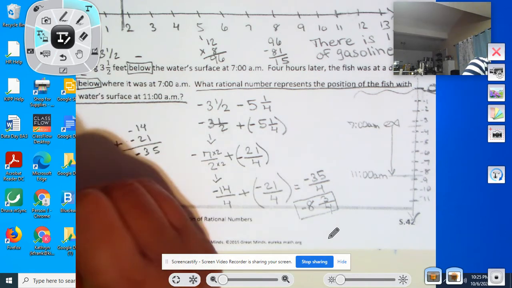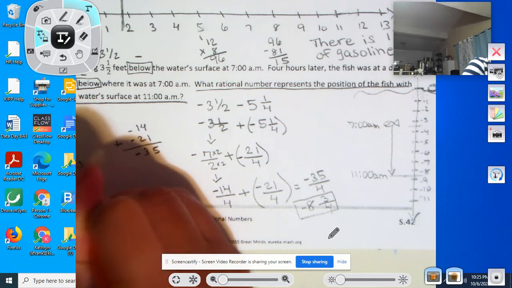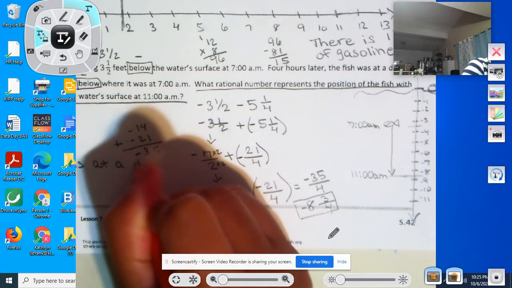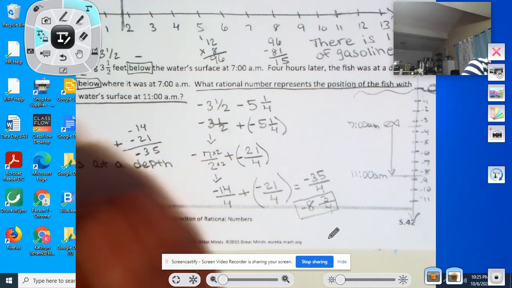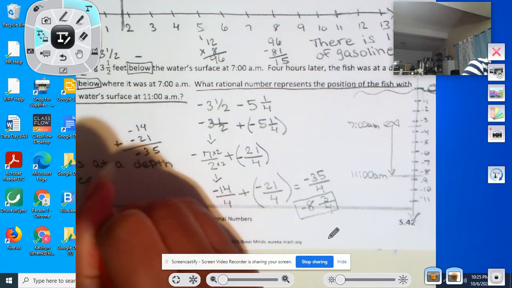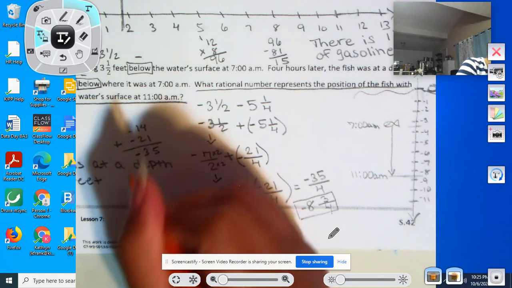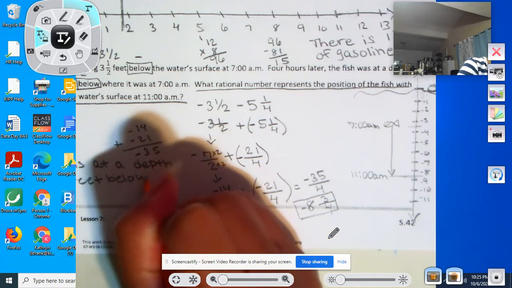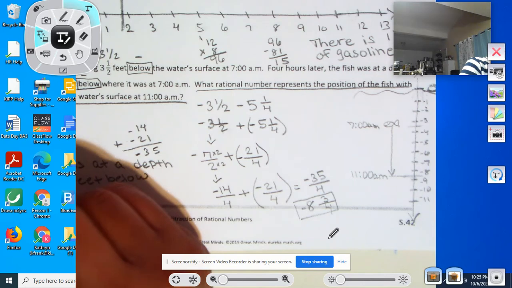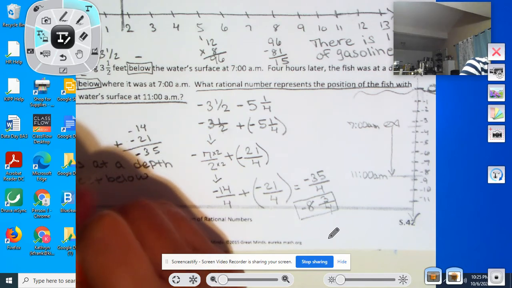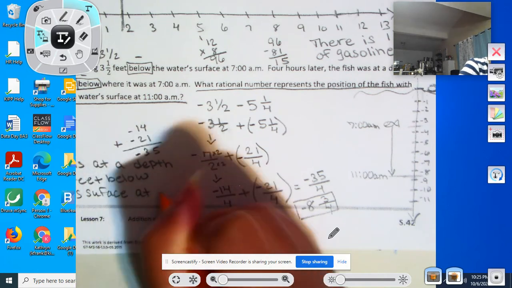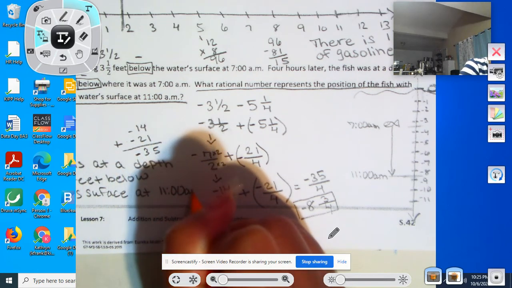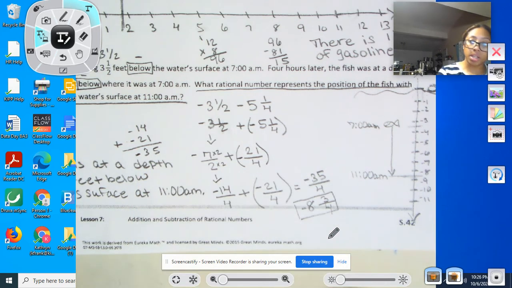The fish is at a depth of 8 3/4 feet, excuse me, below the water's surface at 11 a.m. And there you have it.